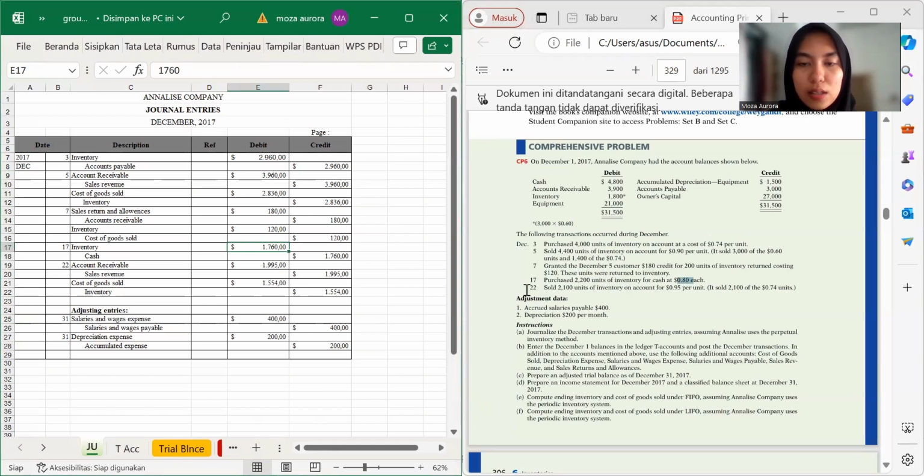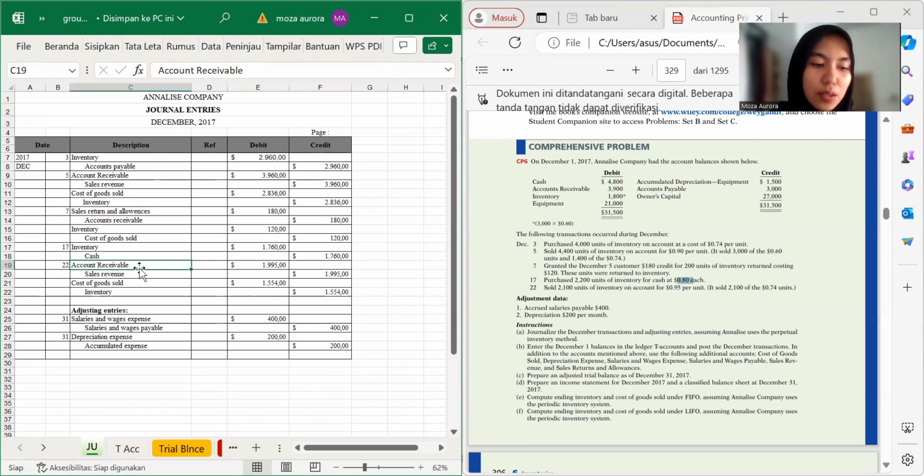The next transaction is on 22 December. Sold 2,100 units of inventory on account for 95 cents per unit. It sold 2,100 of the 74 cent units.